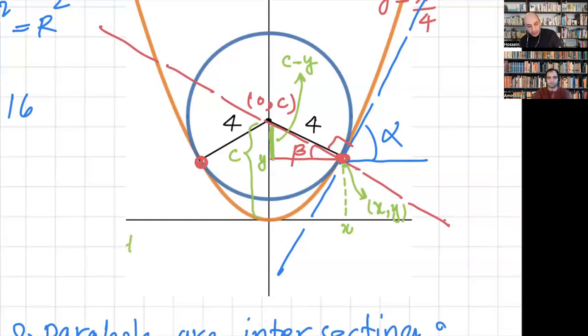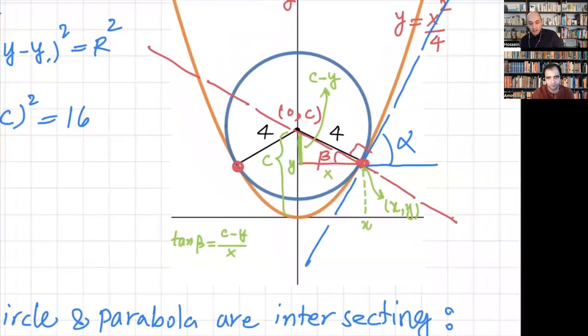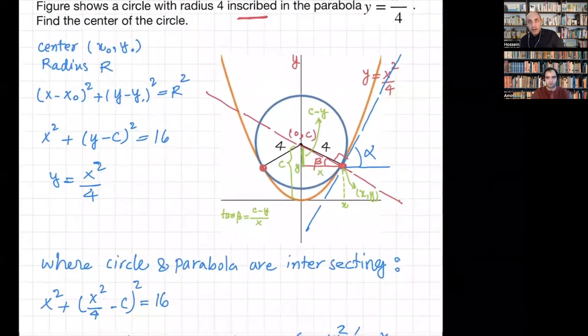Correct. And then tangent of beta is front to the side, so it is c minus y divided by x, because the side is x and the front is this line, c minus y. Tangent of beta is front to the side, so c minus y over x. Yes, that's the definition of tangent.